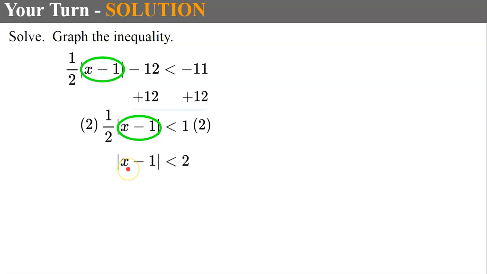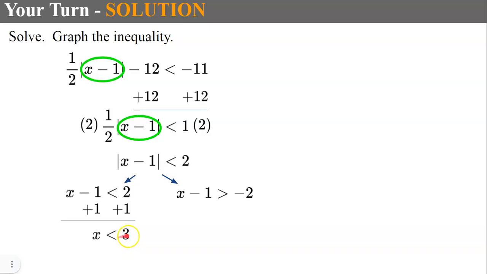Now I'm ready to write my compound inequality. So my first inequality, we're going to drop the absolute value symbol and everything else stays the same. The second, I'm going to drop my absolute value symbol, reverse the inequality symbol, and multiply by -1. Now I'm going to solve my compound inequalities. The inverse of subtract 1 is to add 1 to each side. That gives us x less than 3. Now I'm going to solve my second. The inverse of subtract 1 is to add 1 to each side. That gives us x greater than -1. -2 plus 1 is -1.